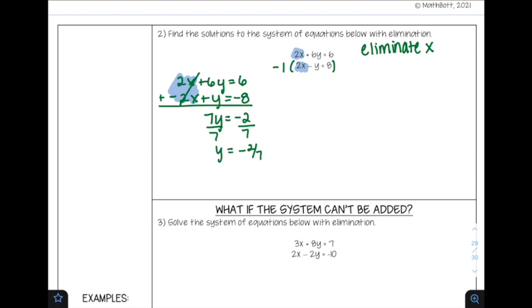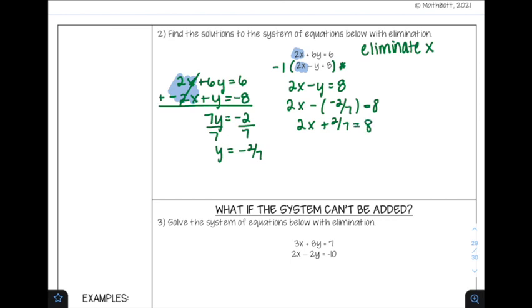All right, so now I am going to move on to solve for my x variable. I'm going to use my y variable and substitute that into my equation. I'm going to take the second equation, the original one. So I'm going to take 2x minus y equals 8. So I have 2x minus a negative 2/7 equals 8. So we really have 2x plus 2/7 equals 8.